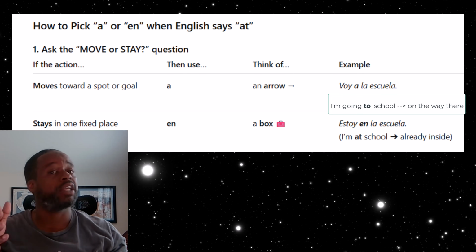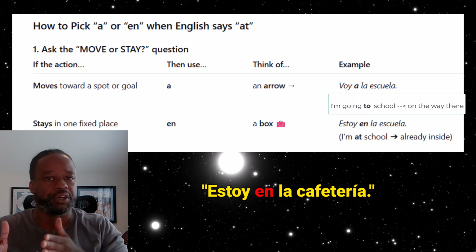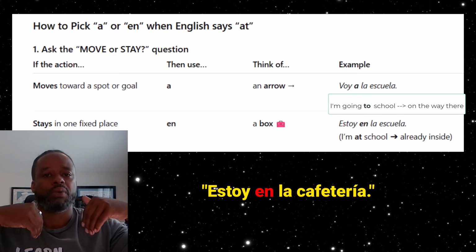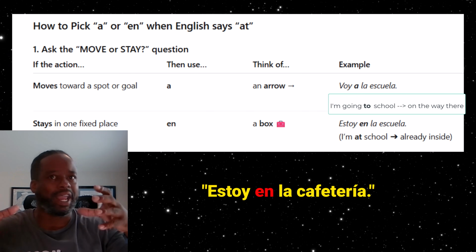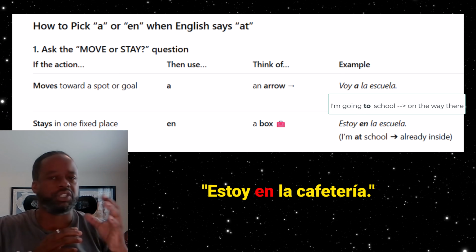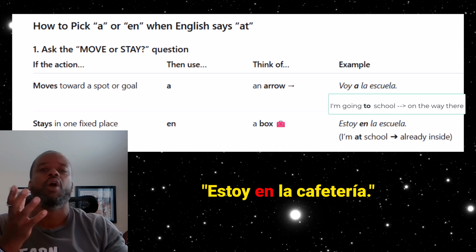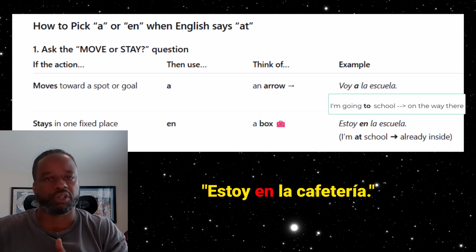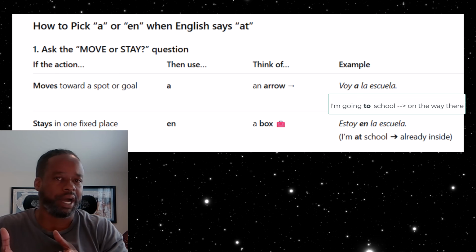Otro ejemplo. Estoy en la cafetería. That's where I'm located, right? And the verb tells us that it's location. I am in the cafeteria. We just changed the verb up. Now it tells us, oh, you can use this particular preposition, the word a or en.